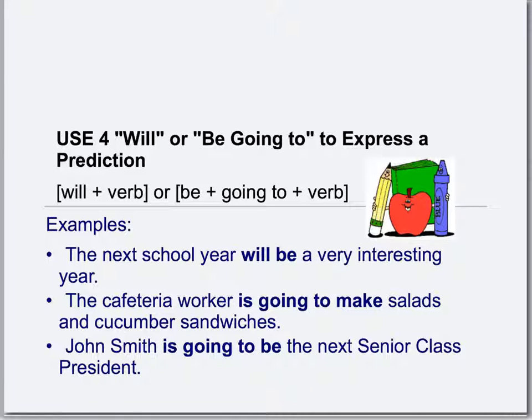The cafeteria worker is going to make salads and cucumber sandwiches. Is, a form of the verb be, is accompanied by going to and the verb make. John Smith is going to be the next senior class president. Is, a form of the verb be, is accompanied by going to and the verb be. Pause the video now to practice using will or be going to express a prediction.